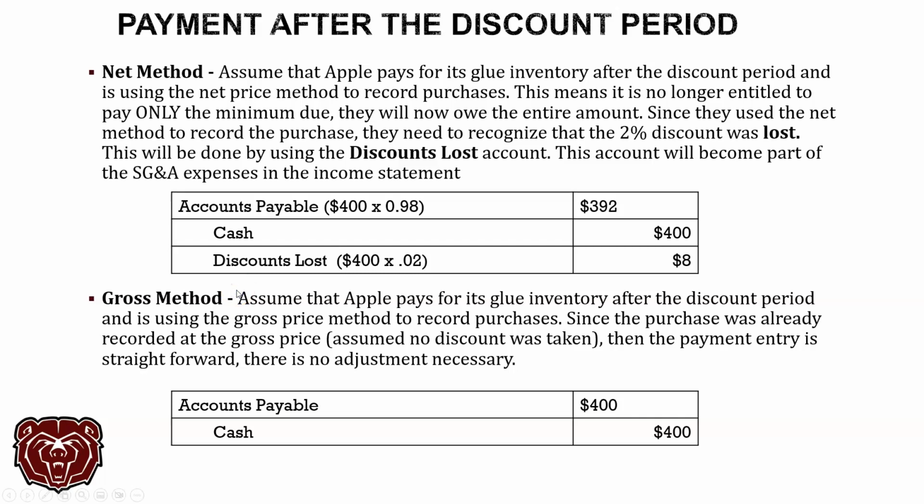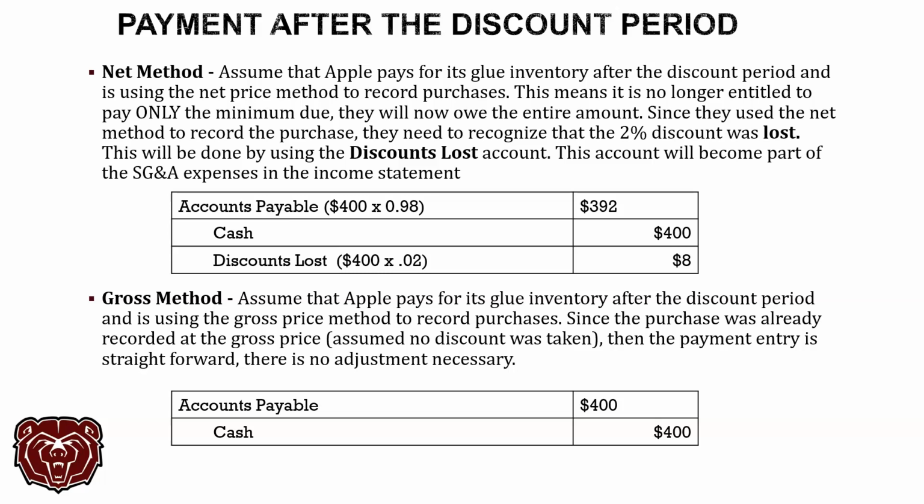Let's take a look at what happens if you pay after the discount period. So remember, this is going to cause an adjustment for us if we recorded under the net method. Under the net method, we assumed that we were going to take the discount. So we recorded it at the bare minimum amount, right? So now we realize we actually owe the entire amount.